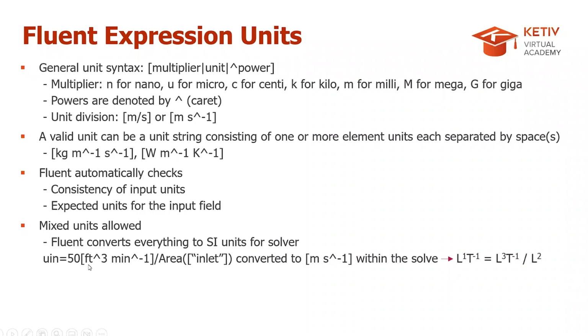Here we are dividing feet cubed per minute by area. Now, directly, you're not assigning meters squared per second or feet squared per minute. But what happens is because there is this division function over here, if you look at the dimensional consistency between left-hand side and right-hand side, your left-hand side is velocity, so it is L^1 t^-1. And then on the other hand, you are dividing feet cubed per minute by area, so it again boils down to the same dimension. So this consistency needs to be maintained, otherwise Fluent is going to give you an error. All right.